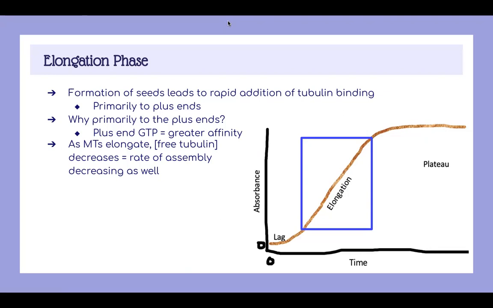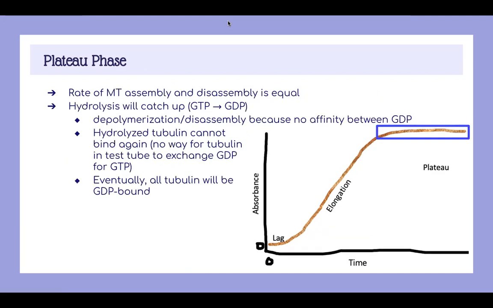Yeah, and then just to explain graphically what's happening. As your microtubules elongate, the concentration of free tubulin is going to decrease, because remember, in the beginning of the experiment, you only put in an X amount of tubulin. You're not in a cell where you have an infinite amount of tubulin. So eventually you are going to start to run out of free tubulin, and that causes the rate of assembly to decrease as well. This is why we get the plateau, because we only have a finite amount of free tubulin that we could add that is not bound to GDP.